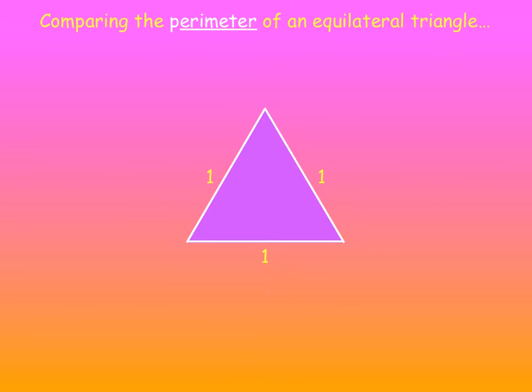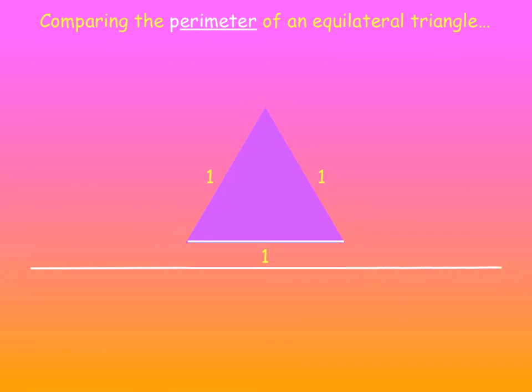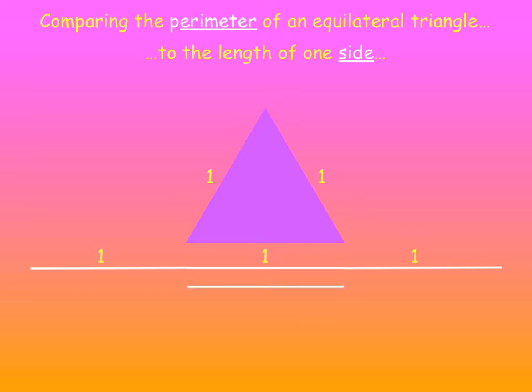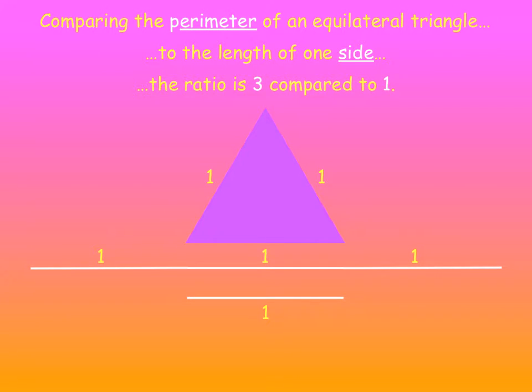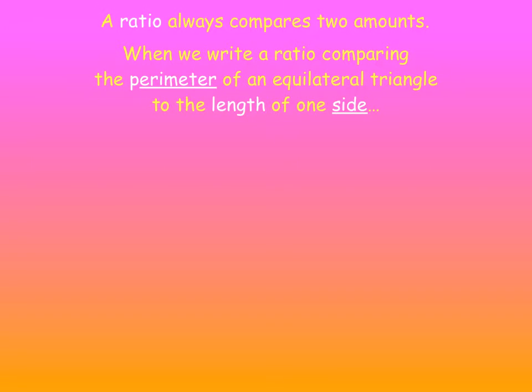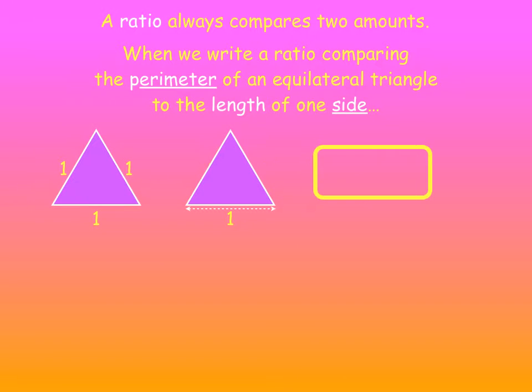Comparing the perimeter of an equilateral triangle, there we have the perimeter broken up into pieces and put in one big line. Comparing that to the length of one side, the ratio is 3 compared to 1. A ratio always compares two amounts. When we write a ratio comparing the perimeter of an equilateral triangle to the length of one side, the ratio is 3 compared to 1.